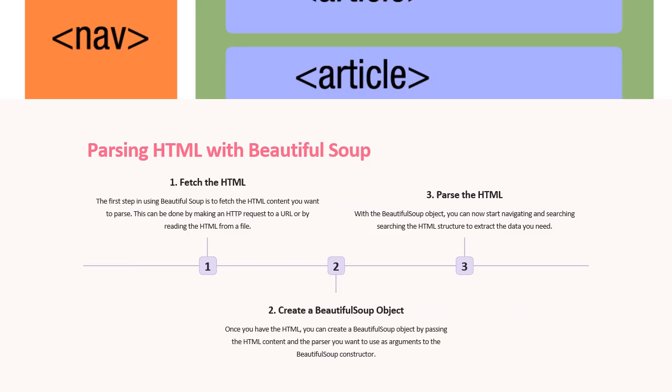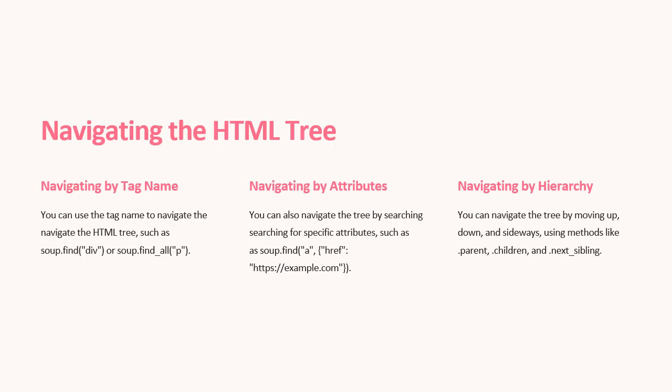Parsing HTML with Beautiful Soup. Fetch the HTML. The first step in Beautiful Soup is to fetch the HTML content you want to parse. This can be done by making an HTTP request to a URL or by reading the HTML from a file. Now, create a Beautiful Soup object. Once you have the HTML, you can create a Beautiful Soup object by passing the HTML content and the parser you want to use as arguments to the Beautiful Soup constructor. Next, with the Beautiful Soup object, you can now start navigating and searching the HTML structure to extract the data you need.